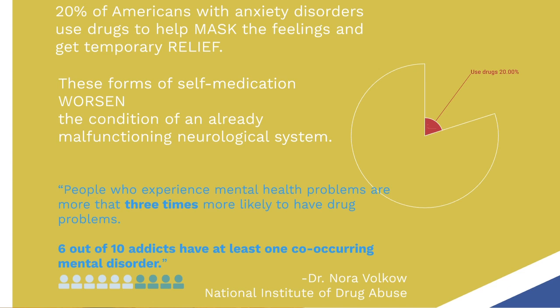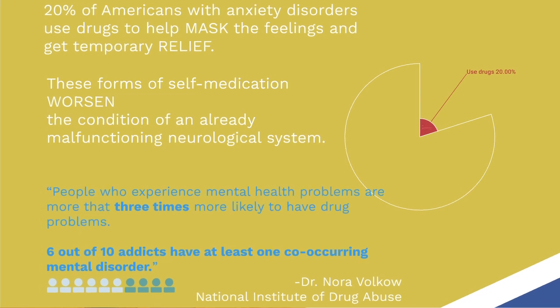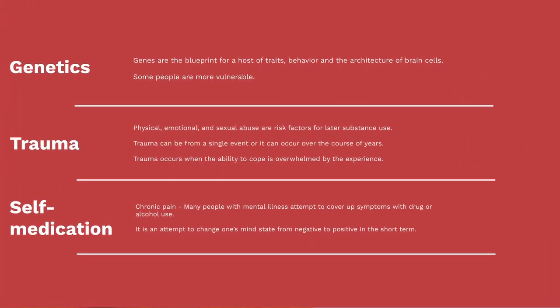6 out of 10 addicts now have at least one co-occurring mental disorder. So what that means is that for 6 out of 10 people who are addicts, there is also a mental disorder involved in that whole thing. And so when we talk about the anxiety disorders, and then the propensity to then get into that hole of self-medicating and addiction.